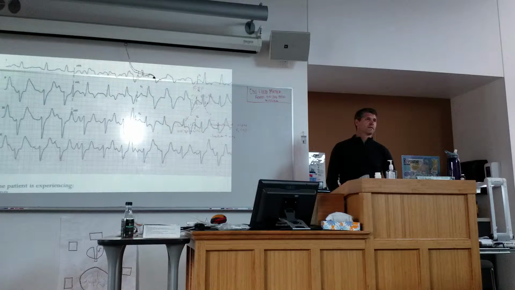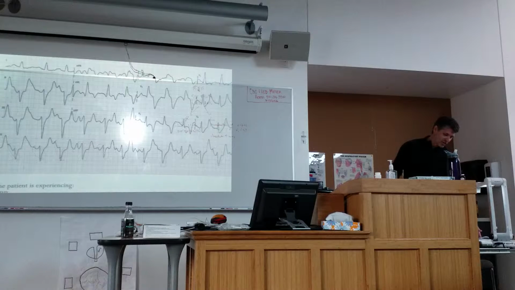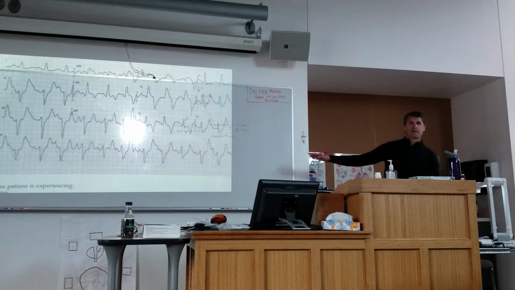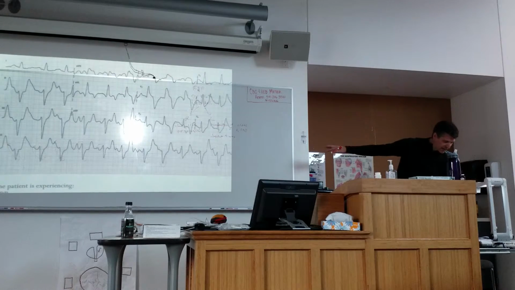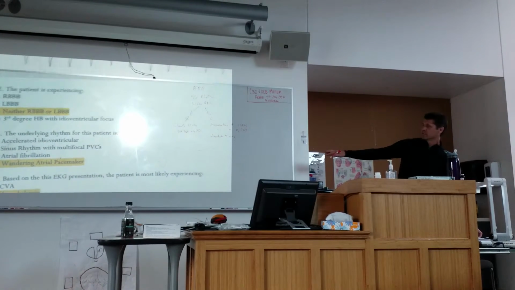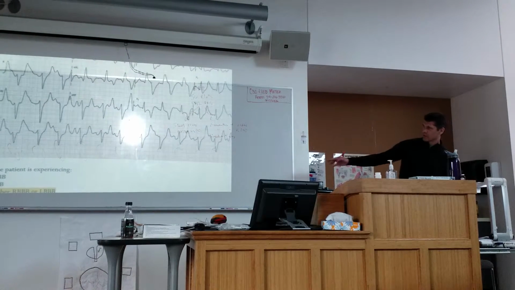Does that make sense? So we can rule out accelerated idioventricular rhythm because this is a supraventricular rhythm. We can rule out a sinus rhythm with multifocal PVCs because there are no PVCs. So the next one is atrial fibrillation. Sorry, I didn't mean to move it.